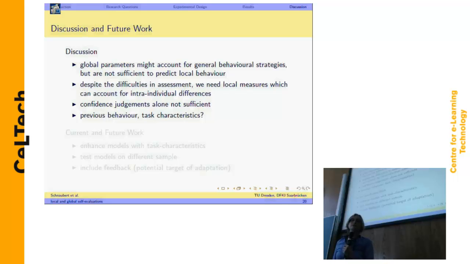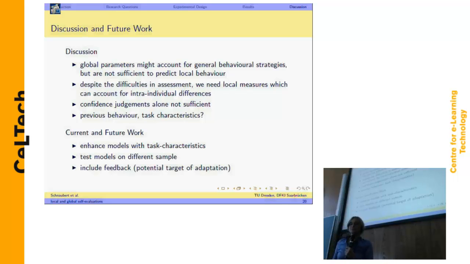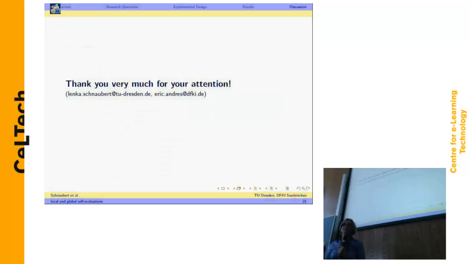So we should take this into account, and actually that's what we are doing just now, to enhance the models with task characteristics. And of course we were talking about predictions, but we didn't check this on a different sample. So that would be the next thing: if we have a better model, hopefully, than this, to test it on a different sample. And of course we want to include feedback, because this is a feedback project and this is our potential target of adaptation, and we are onto this right now, to look at the interaction between the learner characteristics and the feedback provided, and of course the task characteristics. So thank you very much for your attention.